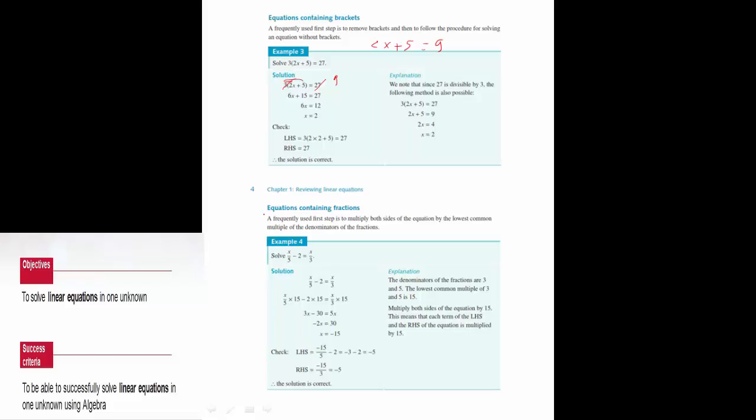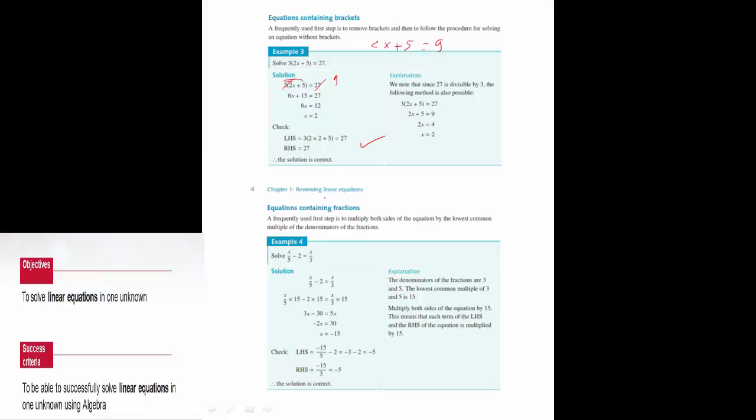And the final step would be to check. So you substitute the value of x we found, which is 2. You substitute it, so it becomes 3 times 2 times 2 plus 5. 2 times 2 is 4, plus 5 is 9, times 3 is 27. And the right hand side is indeed 27. So this is indeed our solution.